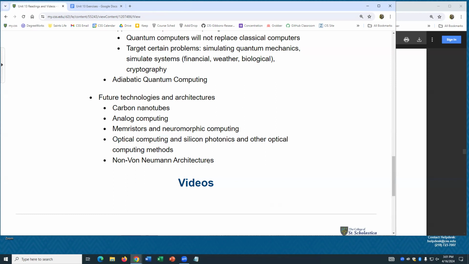One last thing I want to mention is non-Neumann architectures. Right now, all of our computers follow the Neumann architecture, where we have memory, a CPU, and some storage, and we're pulling information in and out of memory into our CPU for processing and sending it back. There are people looking at other architectures that don't necessarily separate memory from the CPU. So that might be a possibility.